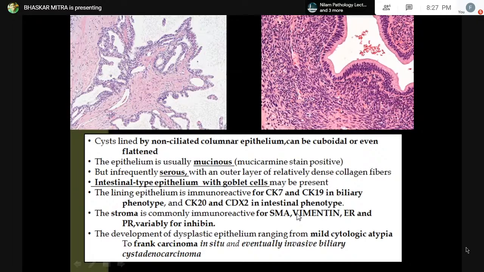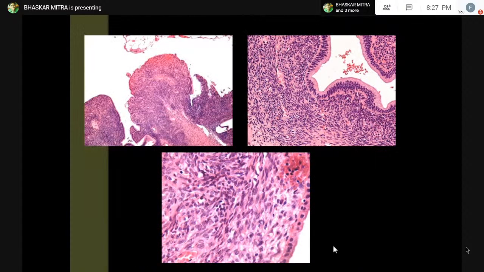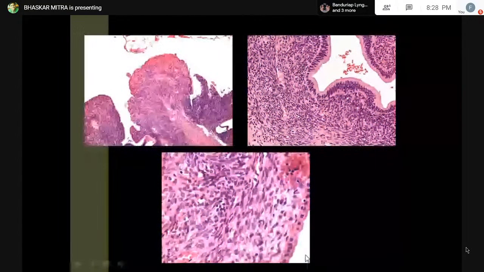And the stroma shows strong positivity for SMA, vimentin, ER, PR, even inhibin. Usually they do not show cytological atypia when it's a cystadenoma, but if it increases the cytological atypia, with more stratification, it may ultimately lead to carcinoma in situ, and ultimately to invasive biliary cystadenocarcinoma. These are cystadenomas, the typical stroma and the lining epithelium showing biliary cystadenomas.